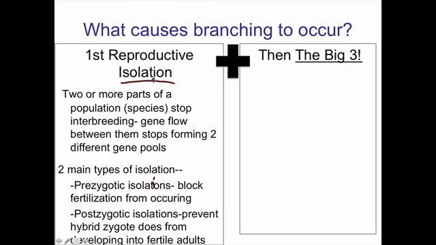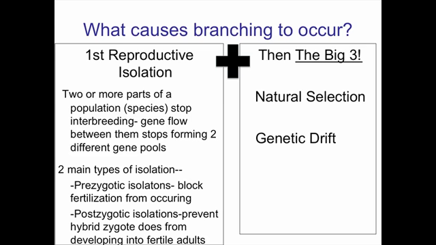Once isolation has occurred, and two or more parts of the species have become separated from each other, then the big three kick in. Now the big three are actually part of the five things that cause evolution, but these are the big three because these are the ones that are really going to drive speciation, drive the formation of a new species. So we have natural selection, genetic drift, and mutations. These are the ones that are really going to drive and push speciation forward.